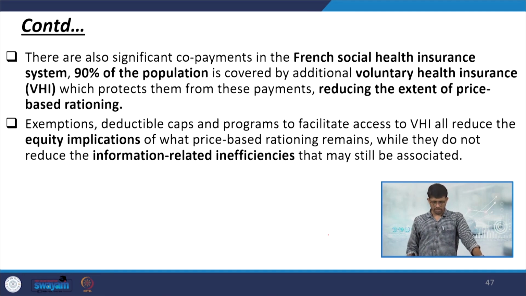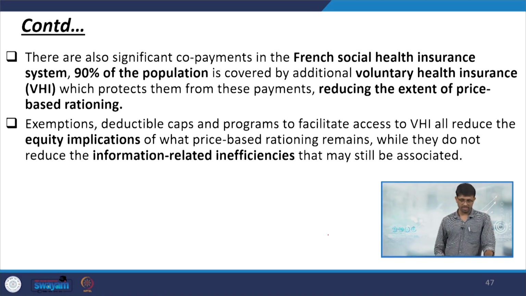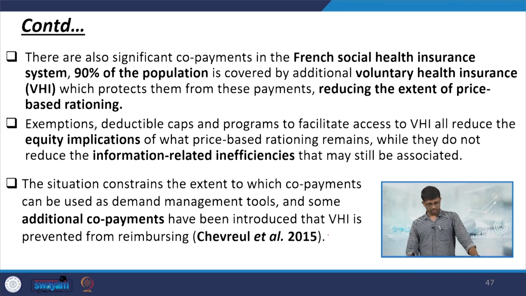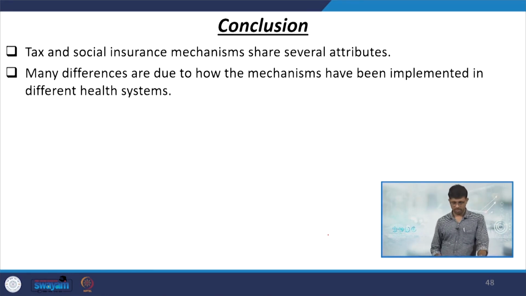There are some other examples we have cited, for the French social health insurance scheme, with 90% of the population covered under the BHI scheme, which protects them from these payments, reducing the extent of price based rationing in this BHI scheme. We have also mentioned equity implications and information related inefficiencies, please have a read. And we cited a 2015 paper of Chevreul discussing additional co-payment issues. Please have a look, and I am sure it will be understood.